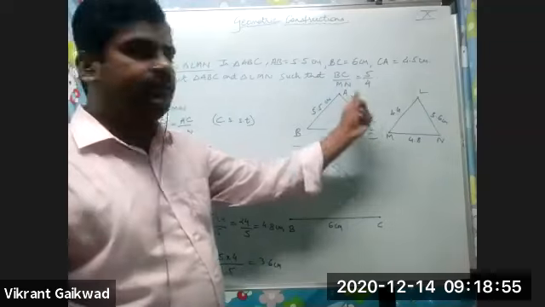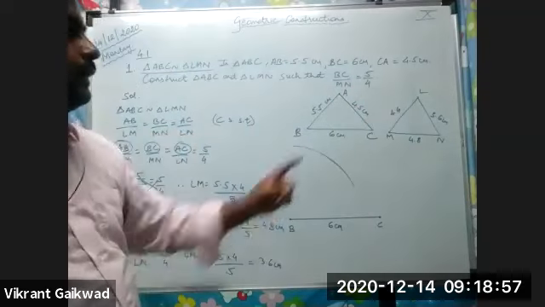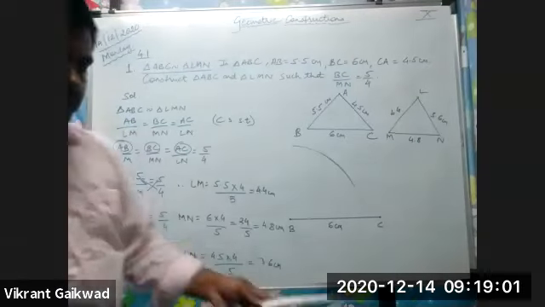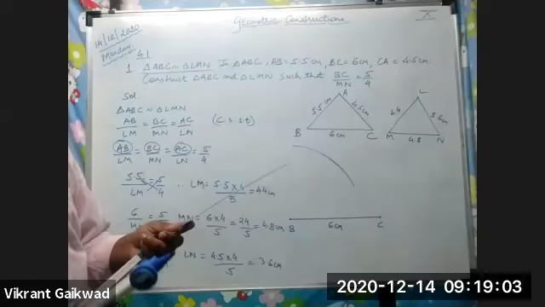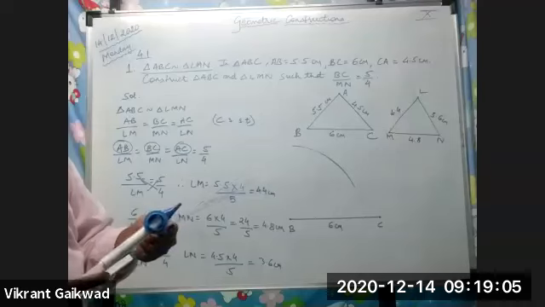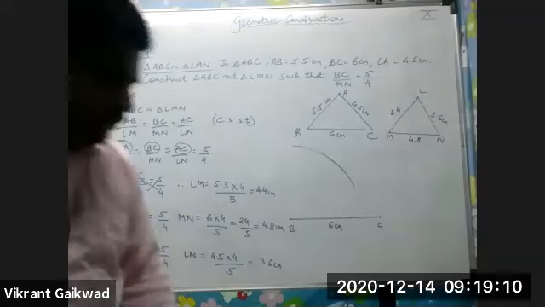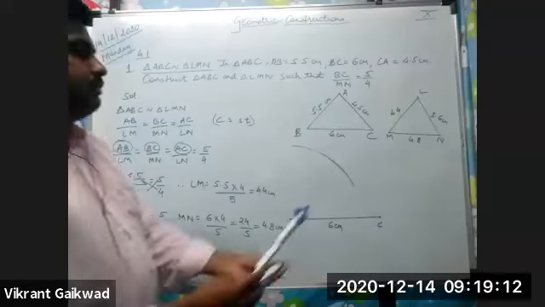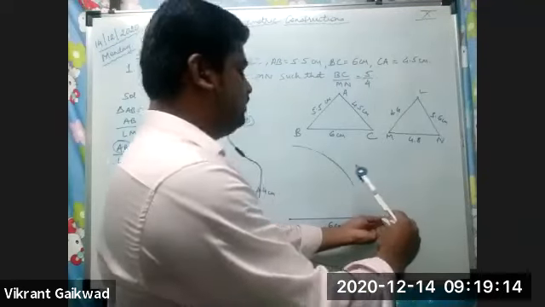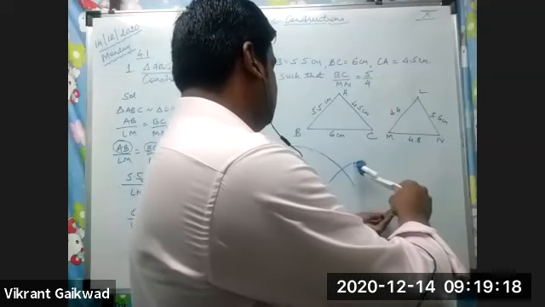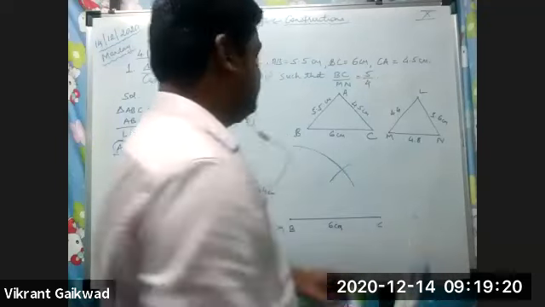After that, the remaining side is AC. Now, the distance of AC is 4.5 centimeters. So take 4.5 centimeters on your rounder. Keep the tip at point C and cut an arc.